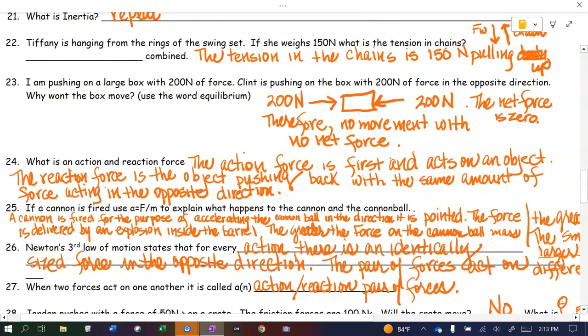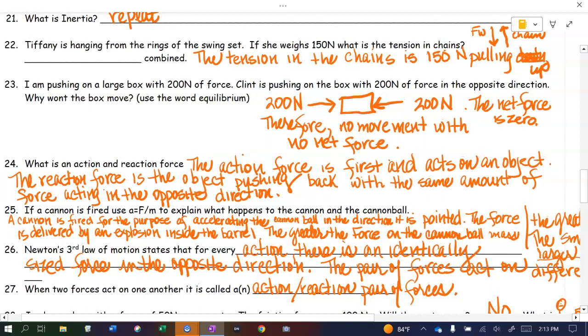Let's say I am pushing on a large box with 200 newtons of force. Clint is pushing on the box in the opposite direction. Well, that's not very helpful, is it? Why won't the box move? Use the word equilibrium. Well, there's no movement with the net force.